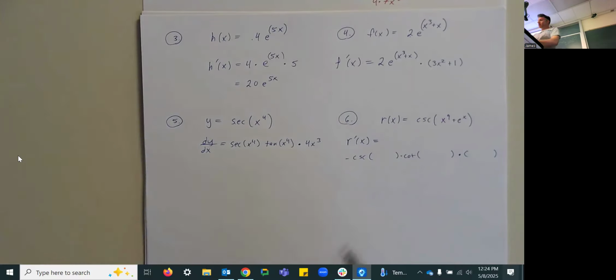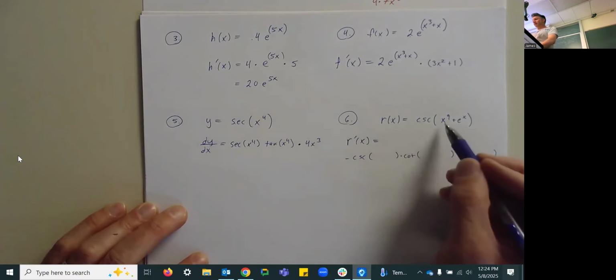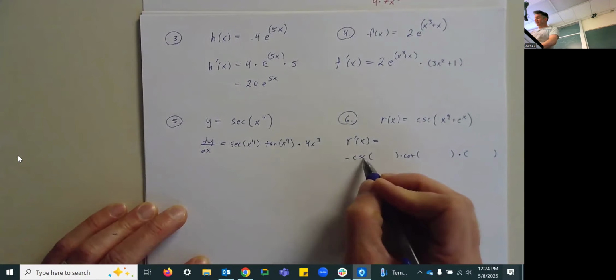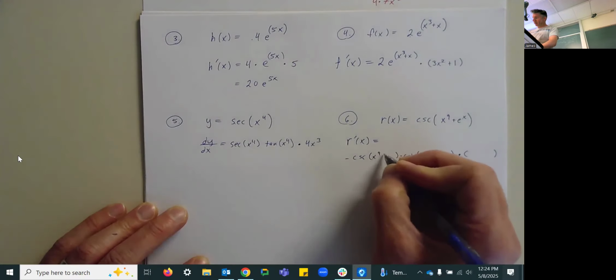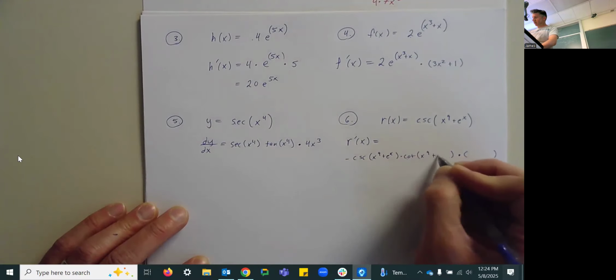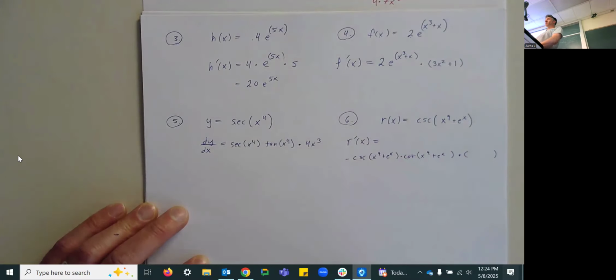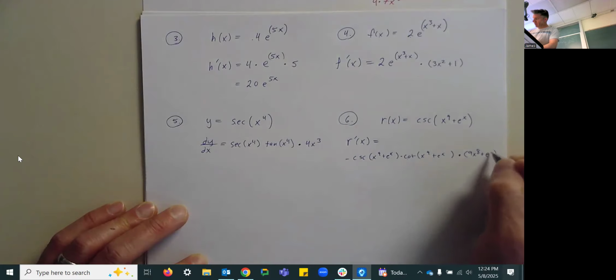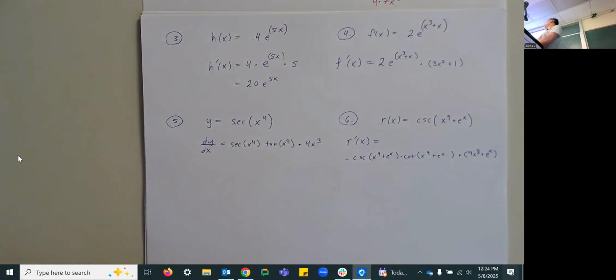So we have cosecant of x to the 9 plus e to the x. Our derivative is going to be negative cosecant of the same thing times cotangent of the same thing. And then we have to multiply by the derivative of that same thing, which is going to be 9x to the 8th plus the derivative of e to the x, which is still e to the x.